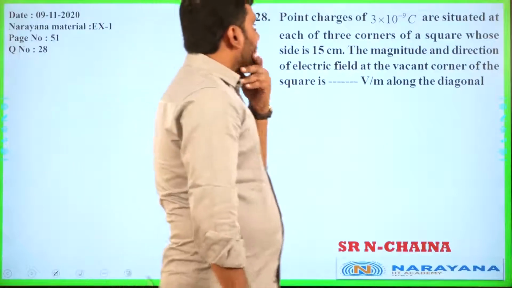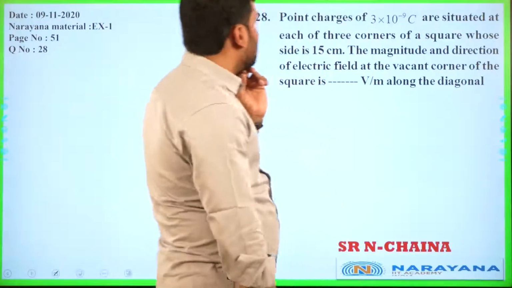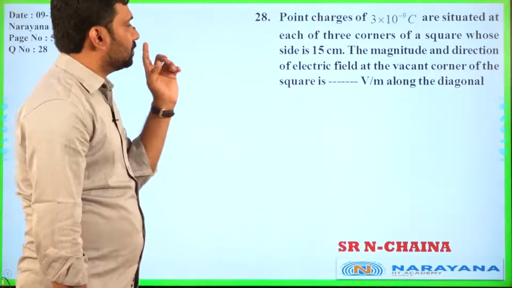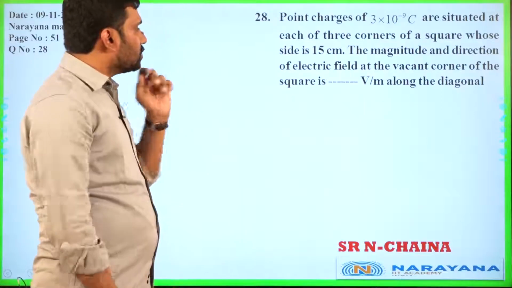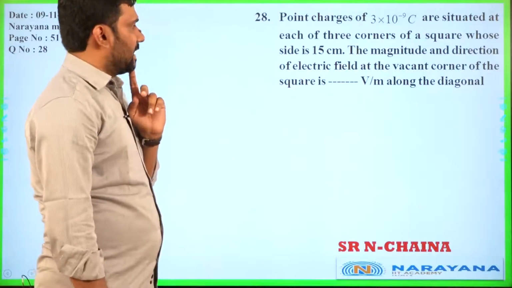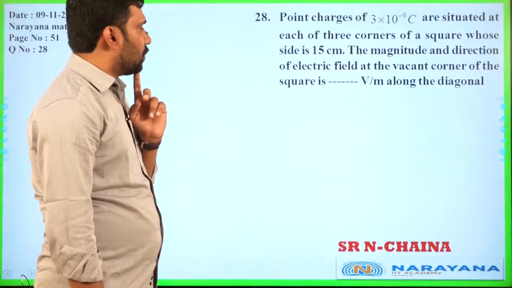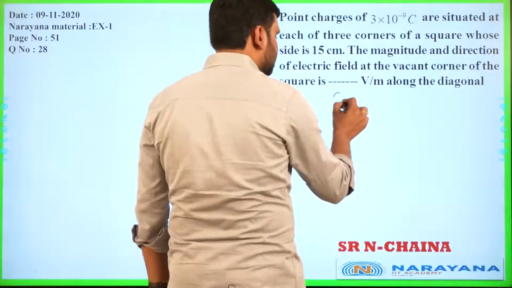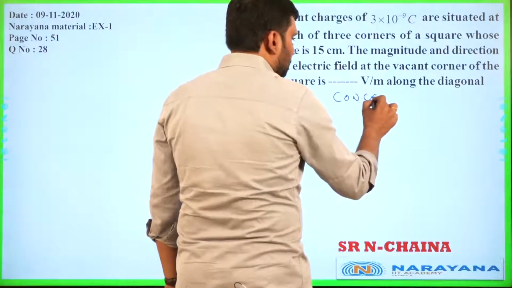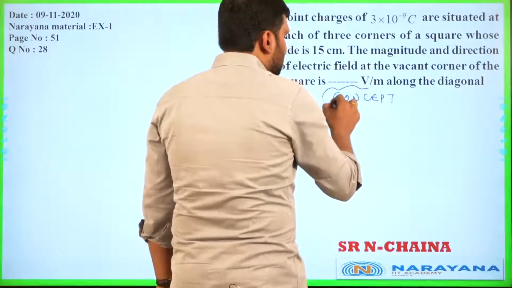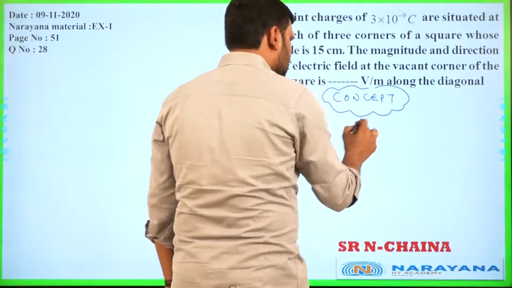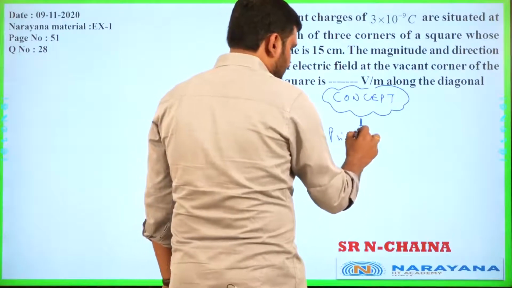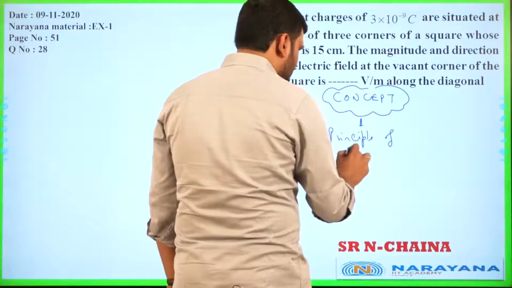So next question. Point charges of 3 into 10 to the power minus 9 coulomb are situated at each of the 3 corners of a square whose side is 15 centimeter. The magnitude and direction of the electric field at the vacant corner of the square is, fine. Again superposition. So what is the concept? Concept of the question is principle of superposition.